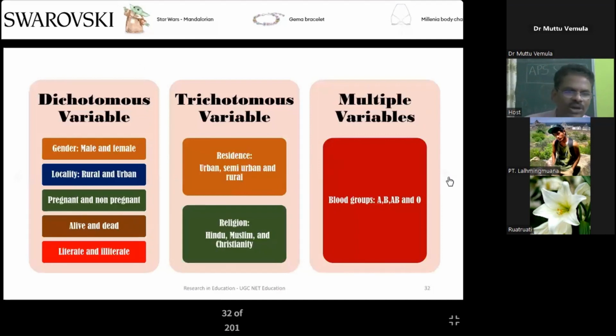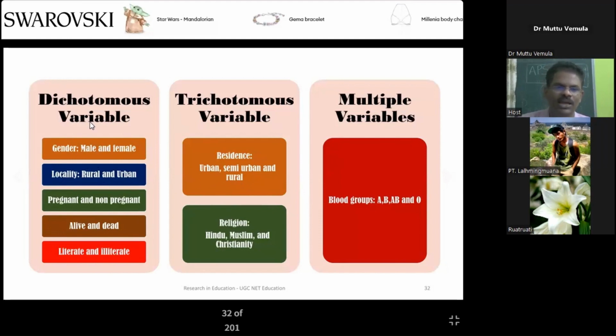Then what you have is dichotomous variables, trichotomous variables and multivariables. It's okay. If you look at it once, you will get that. Dichotomous can be divided into only two groups. For example, gender, male, female, locality, urban, rural, dichotomy. But the same locality, if you take urban, suburban and rural, urban, semi-urban and rural, then what does it become?